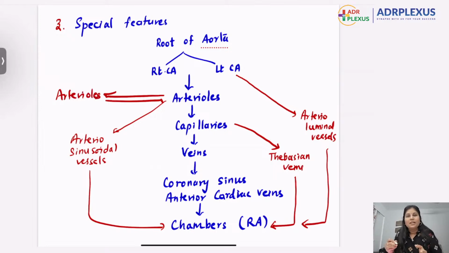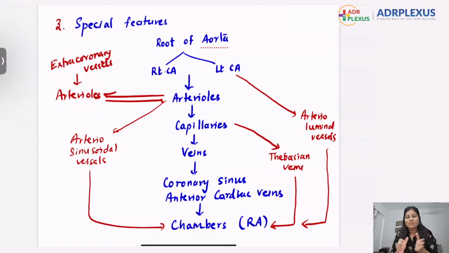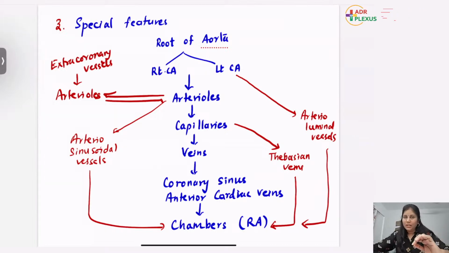That means these vessels are not supplying the heart. They are called extra coronary vessels. These arterioles of the coronary artery form collaterals with the arterioles of the extra coronary vessels. This can happen only when there is some sort of ischemia or lack of blood supply. Immediately, the heart has to find some alternative way of blood supply, so they go for some collateral arrangement with the extra cardiac veins or vessels. So this is the schema of the coronary circulation.